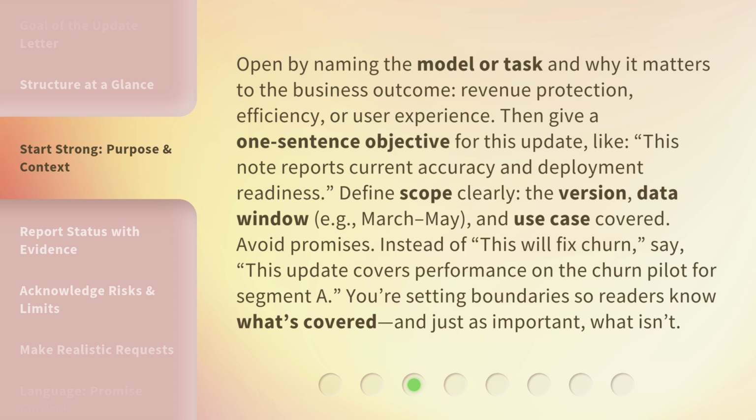Open by naming the model or task and why it matters to the business outcome: revenue protection, efficiency, or user experience. Then give a one-sentence objective for this update, like, "This note reports current accuracy and deployment readiness." Define scope clearly. The version, data window, e.g., March to May, and use case covered. Avoid promises. Instead of, "This will fix churn," say, "This update covers performance on the churn pilot for segment A." You're setting boundaries so readers know what's covered, and just as important, what isn't.